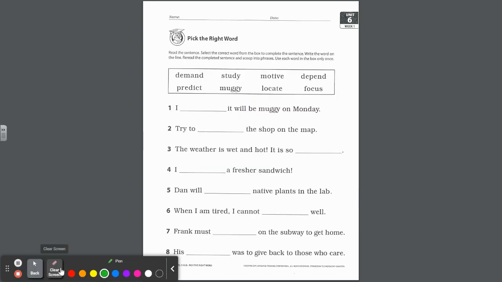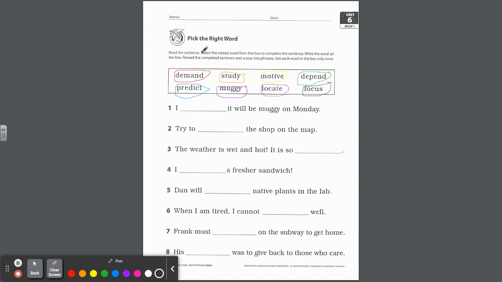All right, let's look at this page and repeat the words after me, okay? Demand. Study. Motive. Depend. Predict. Muggy. That means humid. Locate. And the last word is focus. Say it. Focus.